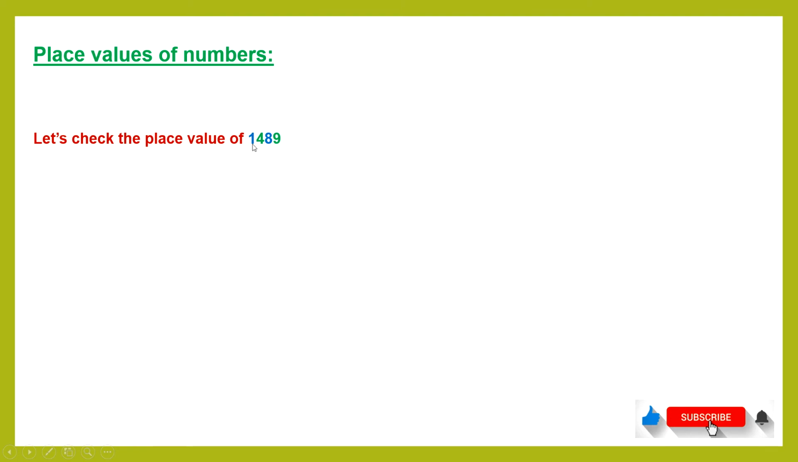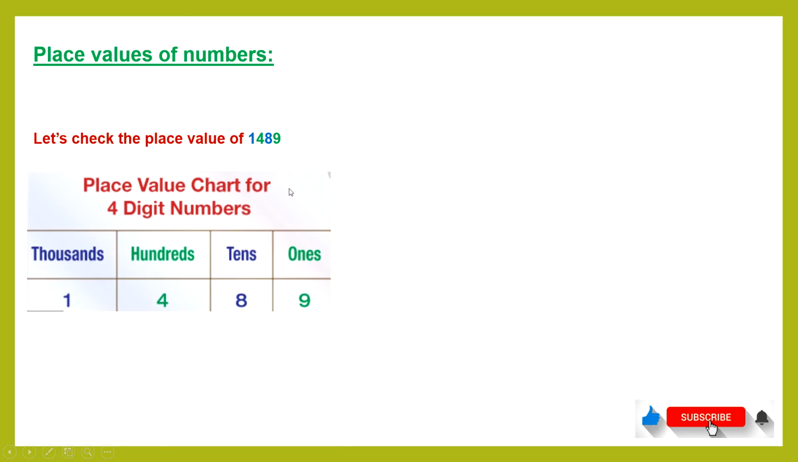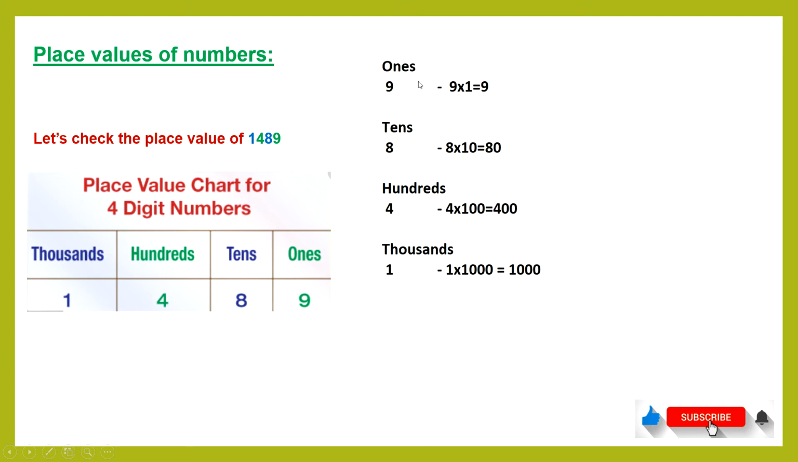So here is the number. We read this number as 1489, and if we split it into a place value chart, it looks something like this. So 9 is at ones place. We start reading the place from right. So right is ones, then tens, hundreds, thousands. That's how we should be reading the number. So I kept all digits into its place in this chart. So here you can see 9 was at ones place.